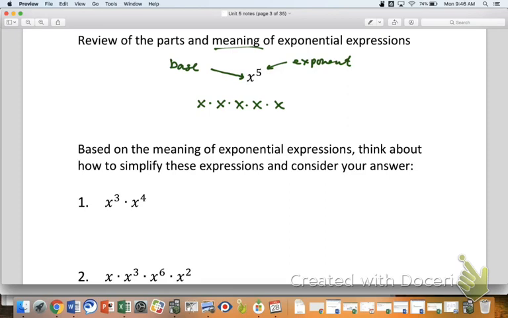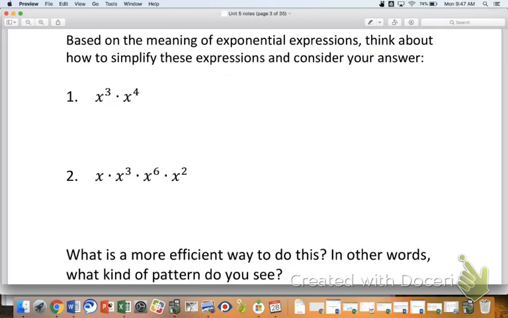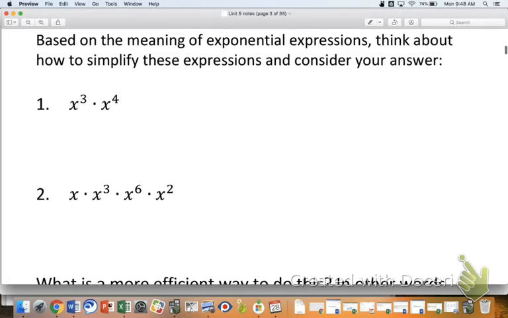Okay, so this is going to be kind of the basis for our first pattern. So what I would like you guys to do is now take a look at the instructions here in numbers 1 and 2. It says, based on the meaning of what we just talked about, what exponential expressions actually mean, I would want you to think about how to simplify the following expressions and then consider your answer and try to start making some connections and some pattern recognition here, okay? So let me adjust the screen a little bit. I want you guys to think about how you'd handle numbers 1 and 2, and then I will want to hear what you did, what you were thinking, and what you got.